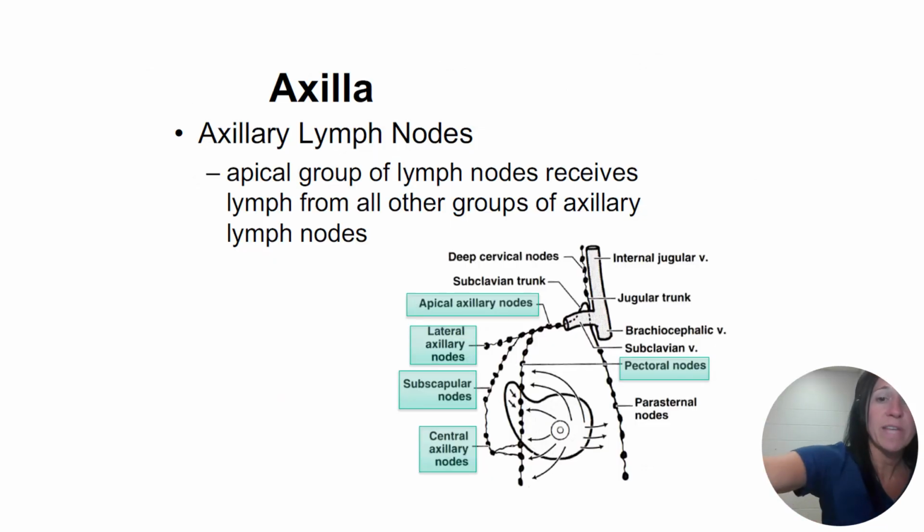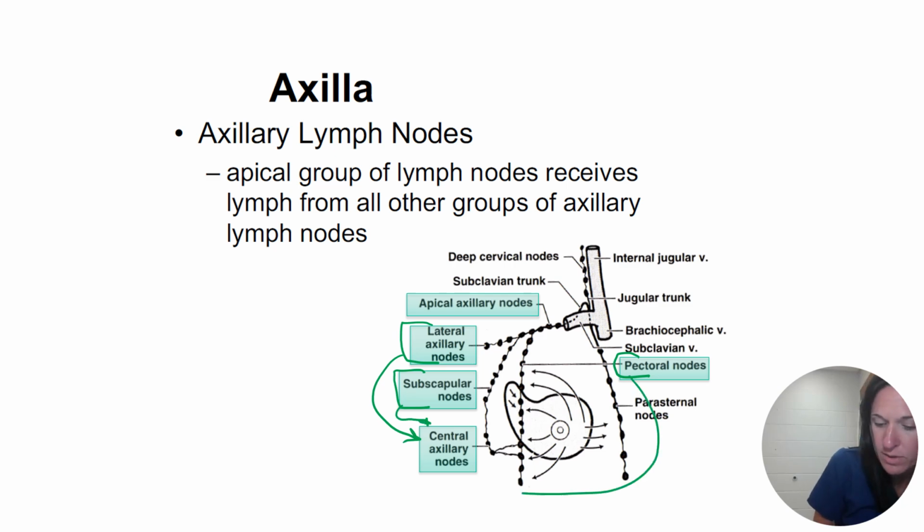The lymph nodes of the axilla are arranged in 5 principal groups. The pectoral nodes are located along the medial wall of the axilla. The subscapular nodes are located along the posterior wall of the axilla. And the lateral nodes are located along the lateral wall of the axilla. And efferent or outgoing lymphatic vessels from these 3 groups pass to the central axillary nodes.